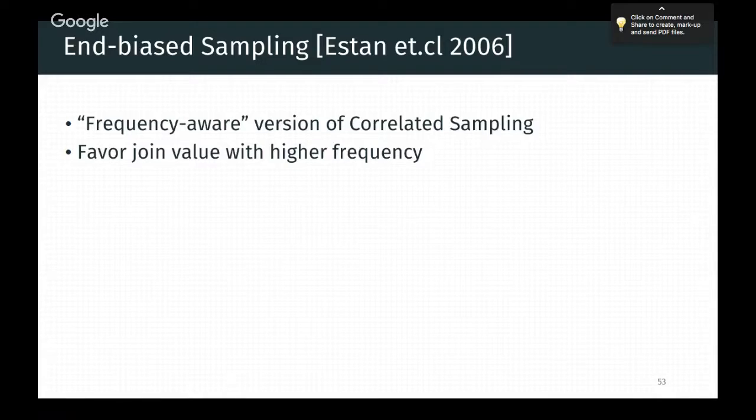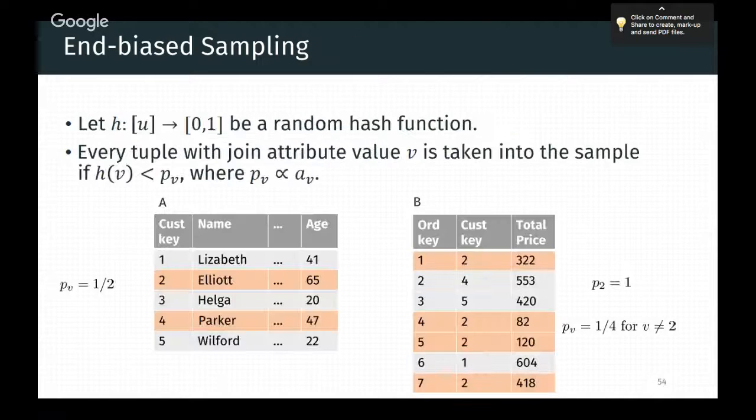An algorithm called unbiased sampling was proposed. It is a frequency-aware version of correlated sampling, and it favors joint values with higher frequency, which means that if a value appears many times in the tuple, we should sample more. So it is a frequency-aware version of correlated sampling in that for the first level, it uses a p_w for each joint value w, and the probability that w is sampled is proportional to the frequency of that value. So p_w is proportional to a_w in unbiased sampling.